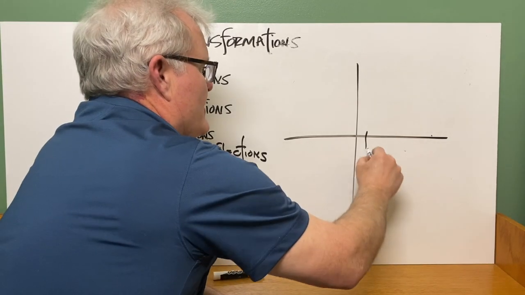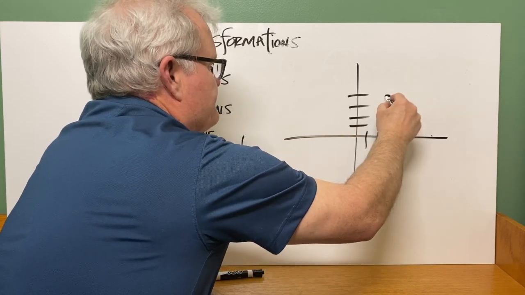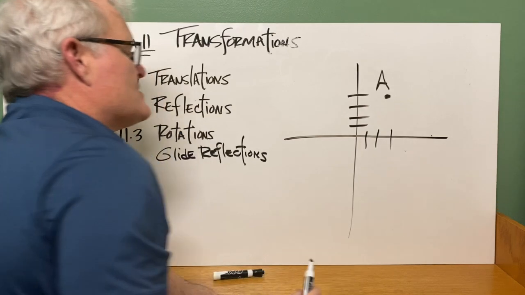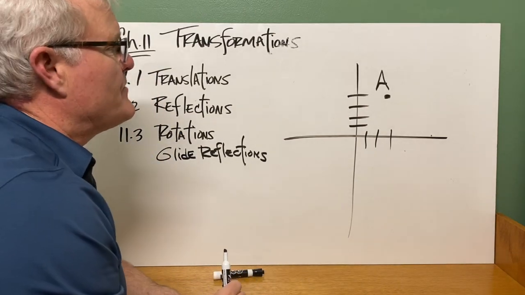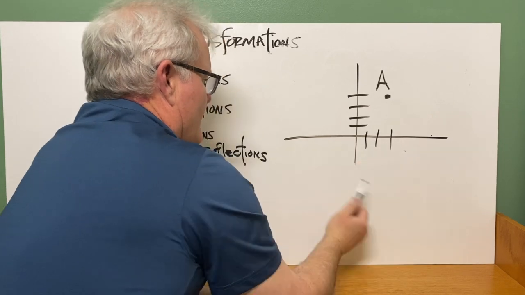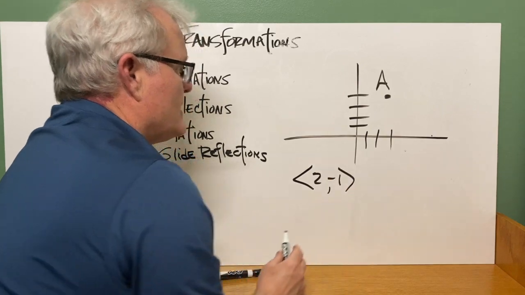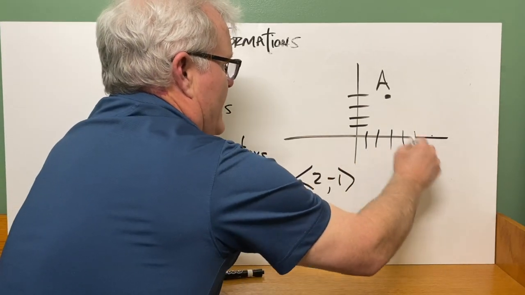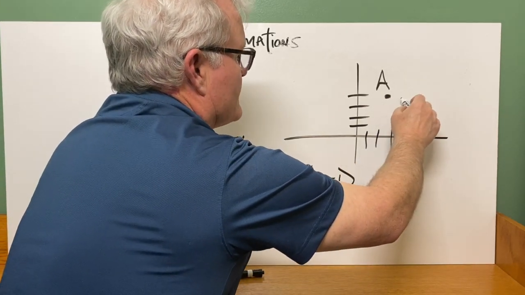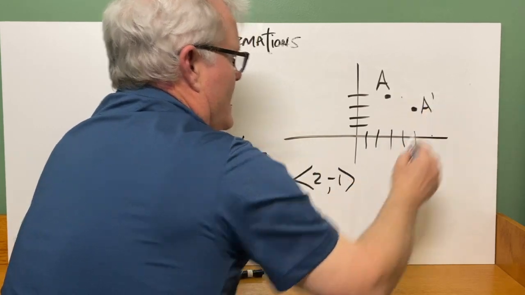So if I had the original point, let's say the point (3, 4) is point A. If I did a glide reflection on this, suppose our glide is the vector (2, -1). That would mean point A is going to move 2 to the right and down 1. This would be A prime.